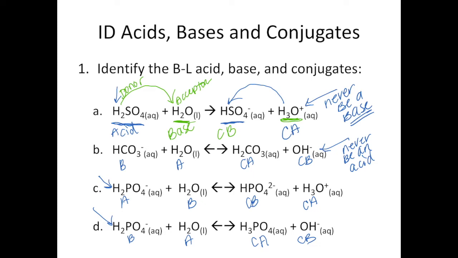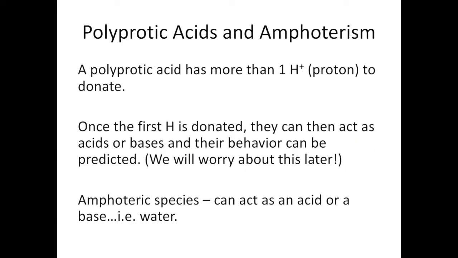So in the first one, water is the base because it accepts that proton. And in D, water is the acid because he's going to donate back. When you have a polyprotic acid, which means you have more than one H out in front, like sulfuric acid, they can kind of go either way. Okay, so there are your acids, bases, conjugates.